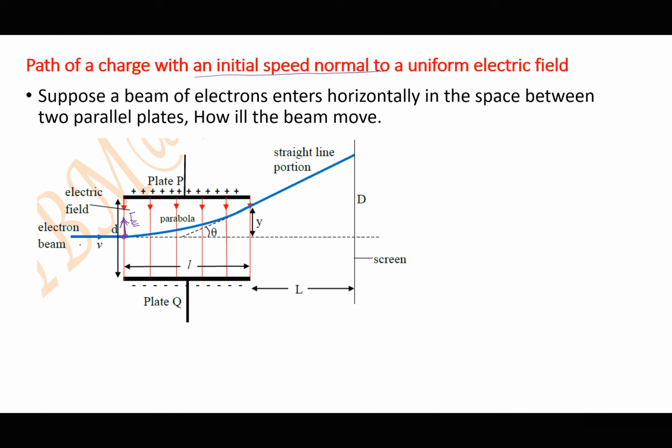If the particle was positively charged, here I was considering a beam of electrons. If this was a stream of positrons, then the path would be parabolic towards the negative plate, because the force on positively charged particles is in the same direction as the what? As the electric field.